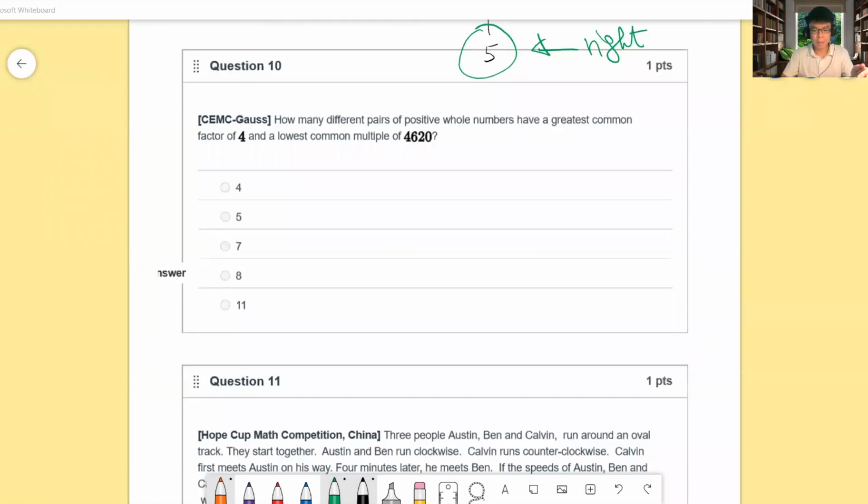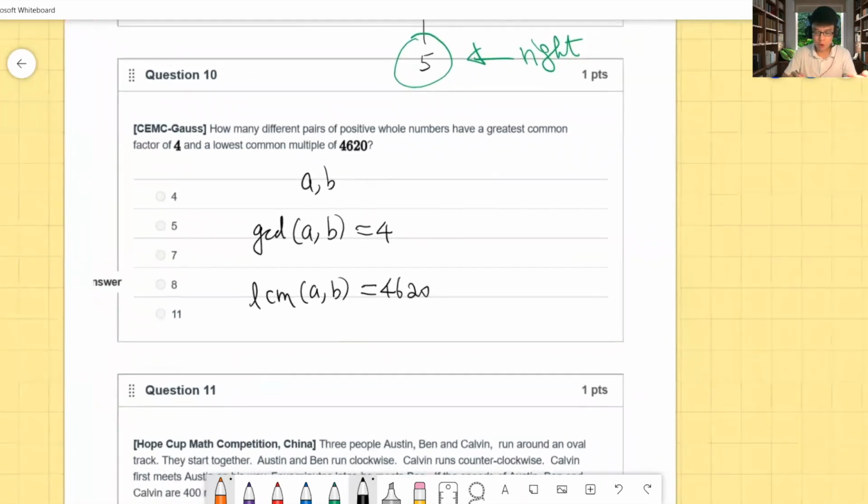Question 10. How many different pairs of positive whole numbers have greatest common factor 4 and a lowest common multiple 4,620? In other words, we'll consider how many pairs of A, B, like two numbers, such that their GCD equals 4 and the least common multiple equals 4,620. Now the key is to do prime factorization for 4,620. This equals 2 squared times 3 times 5 times 7 times 11.